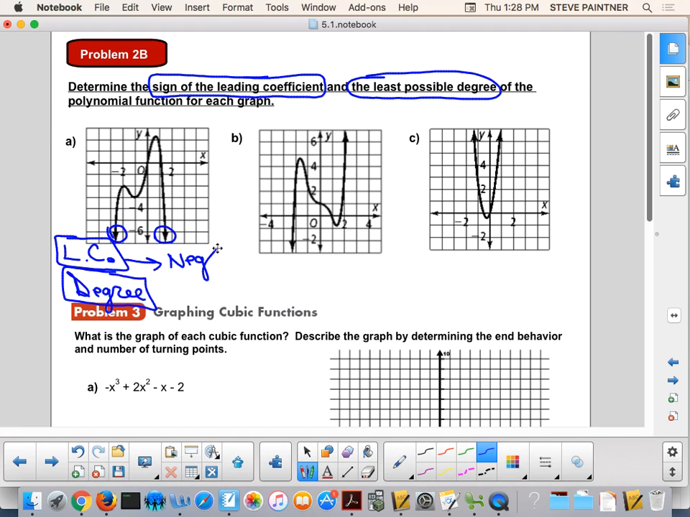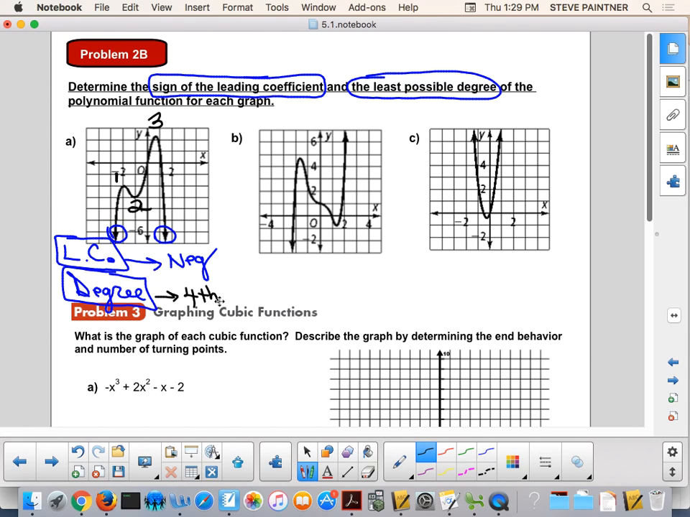Degree. For you to know the degree of this polynomial, you've got to look at what? The number of turns. How many turns did it take, John? John says it took 3. One here, another one here, another one up here. 1, 2, 3 turns. Where do 3 turns come from? 4th degree polynomials, right? 4th degree.